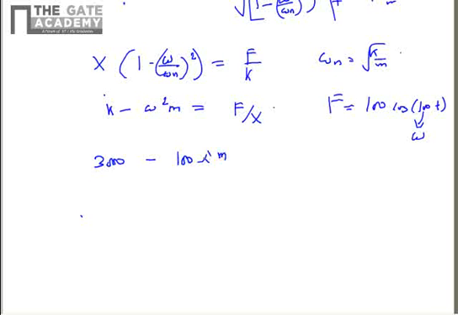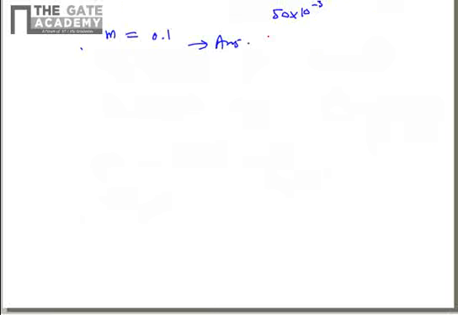The mass of the system is what we have to determine, the forcing amplitude is 100, and the displacement has to be limited to 50 mm. So 50 mm is 50 into 10 power minus 3. On solving this equation for m, you get m is equal to 0.1. So this is one of the answers that you can choose.